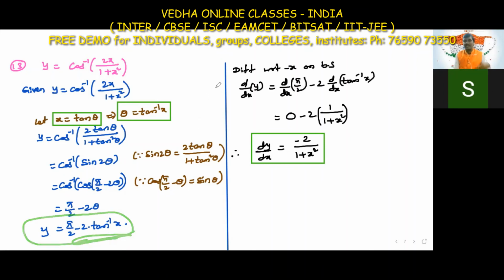Now we differentiate with respect to x on both sides. Left side we write dy by dx, and on the right side for each and every term we write d by dx. Here d by dx of the constant is 0, and minus 2 into d by dx of tan inverse x. Tan inverse x derivative is 1 by 1 plus x square. So minus 2 by 1 plus x square is the final answer. Understood? Yes, sir.